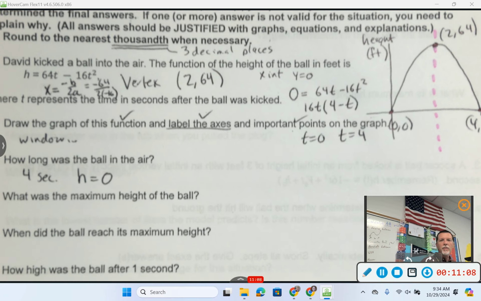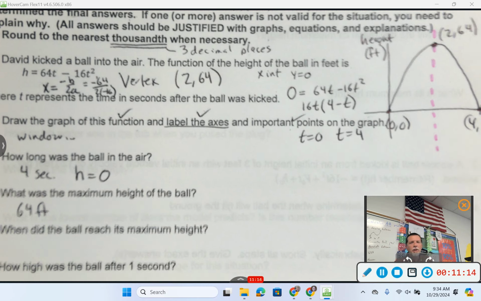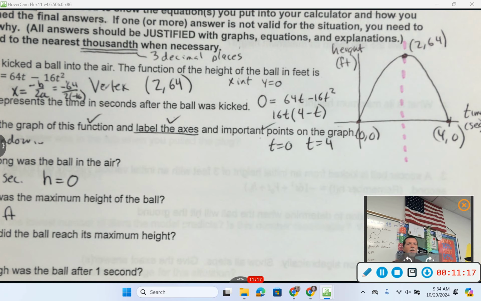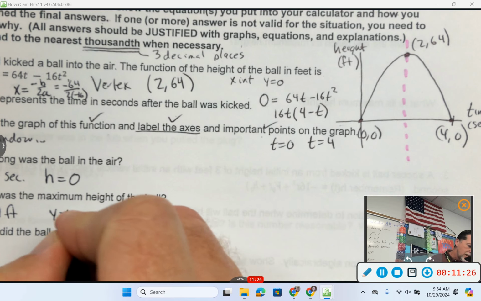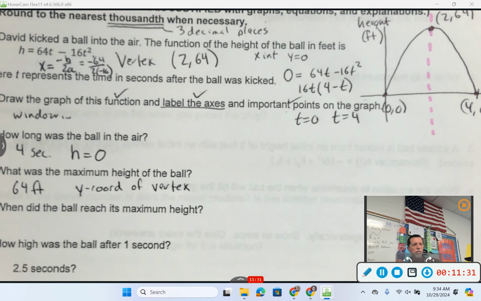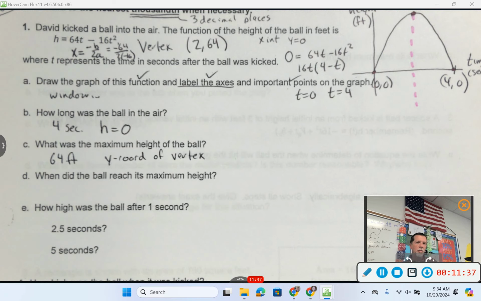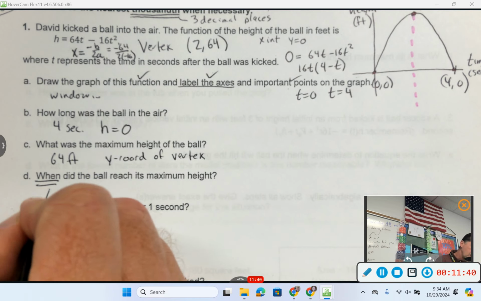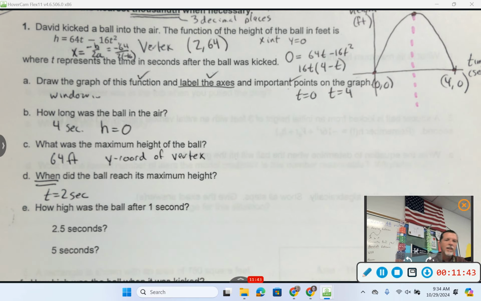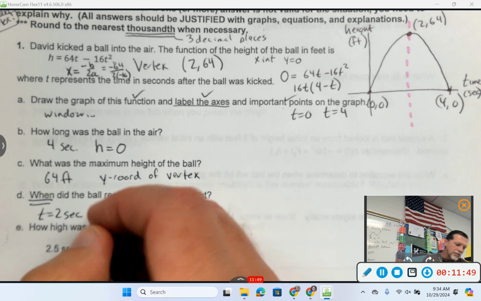How about the maximum height of the ball? 64 feet. I like that. But how did you know that? Like, where did you look? I mean, obviously you looked. Oh, it's right there. But use a mathy word to say what that is. Let's be more specific. The y coordinate of the vertex. When did the ball reach maximum height? So that would be t equals 2 seconds. I bet you're getting the hang of this. How did you know it was 2 seconds? What were you looking at? The x coordinate of the vertex.